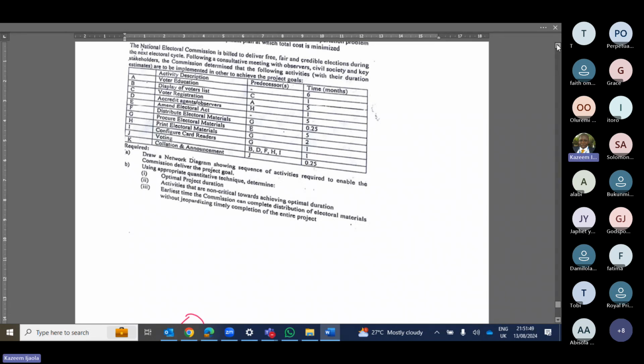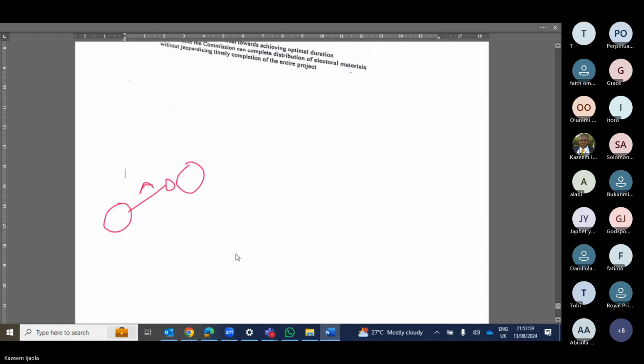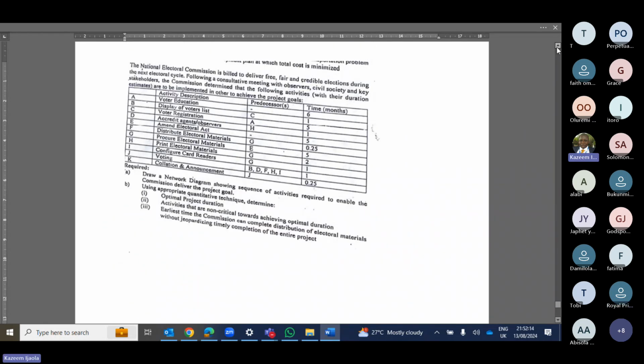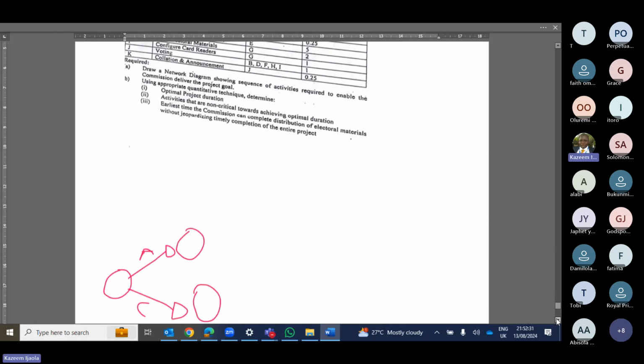Then activity B is from C. But remember that C is from A, so that means you have to draw your C from A. So you come like this. We left B alone first. Activity B is from C. So this one is done. Yes, C is from A, not from origin. Exactly. C is from where? A, not from origin.